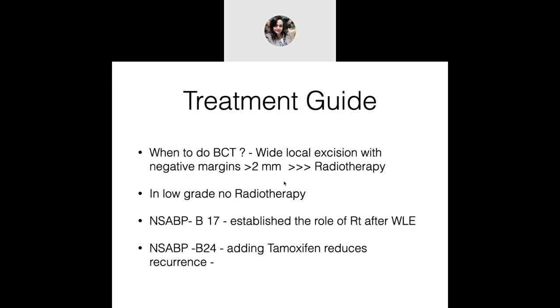For DCIS, it is 2 millimeter at least. There has been a recent change in the guideline by some authorities. Now they are saying 5 millimeter should be negative in DCIS to reduce the chance of recurrence.